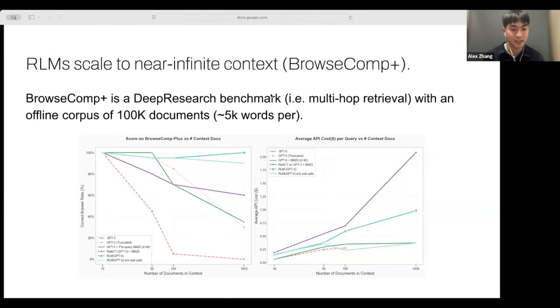But Browse Comp Plus is a separate example where, yes, you can. So the BM25 plus ReAct we took directly from Browse Comp Plus. That's one of the baselines that they ran on this benchmark. They also have a Qwen embedding RAG based thing, which we did not run, and the reason is the results aren't very good in their original paper.